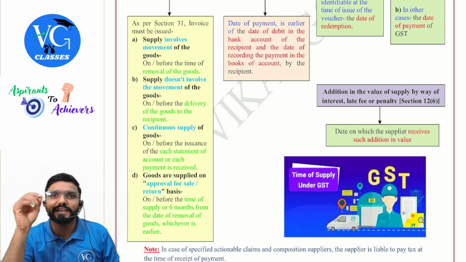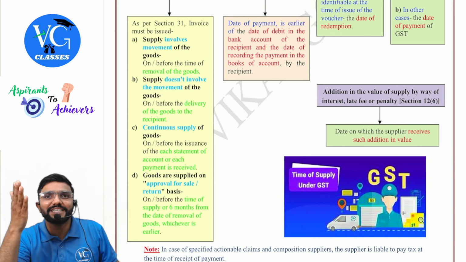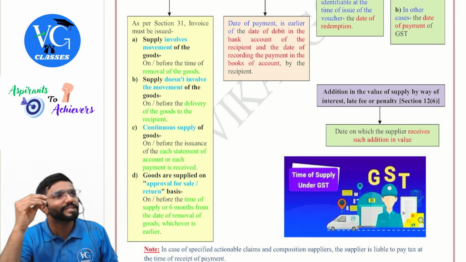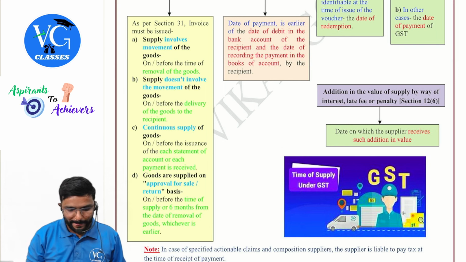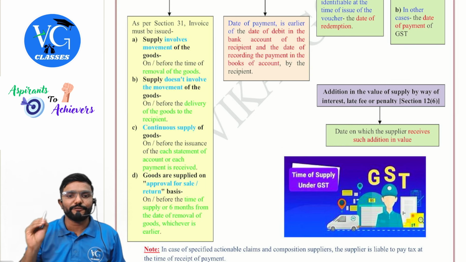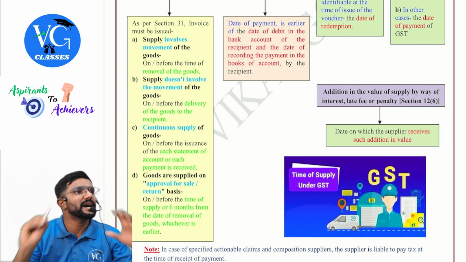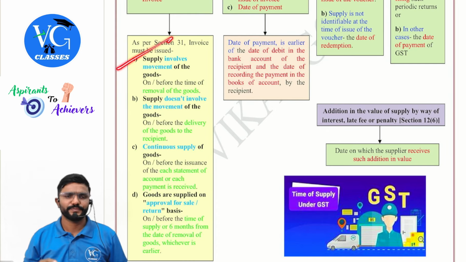In the GST, they are telling at the end of 6 months, it is considered as supply. Sir, he has not yet accepted, sir. No problem. At the end of 6 months, for GST purpose, it is deemed to be supply. Okay. On or before the time of supply or 6 months from the date of removal of goods, whichever is earlier. See, by chance, if question is silent, go with this.